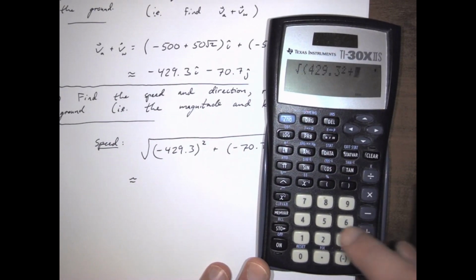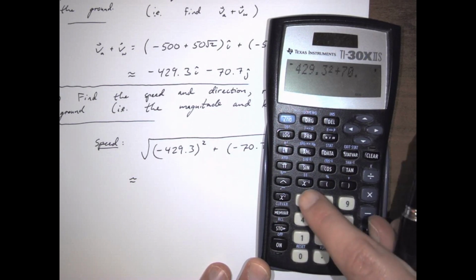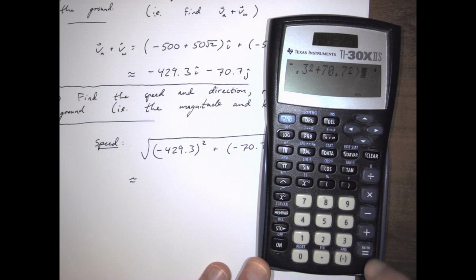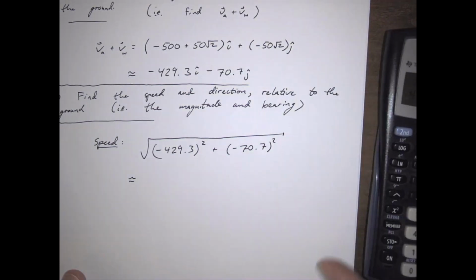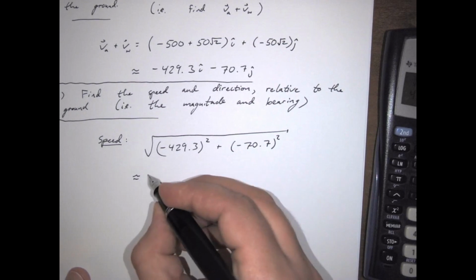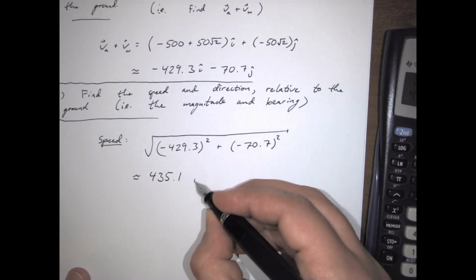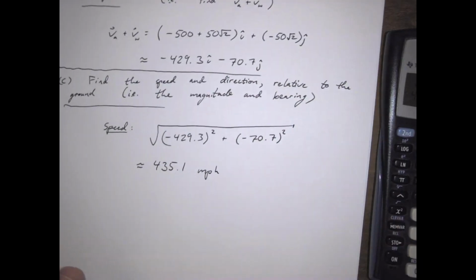Plus 70.7 squared. And I get 435.1. Which is, you'll notice, quite a bit slower than the actual airspeed of the plane, but that's because the plane was going against the wind.